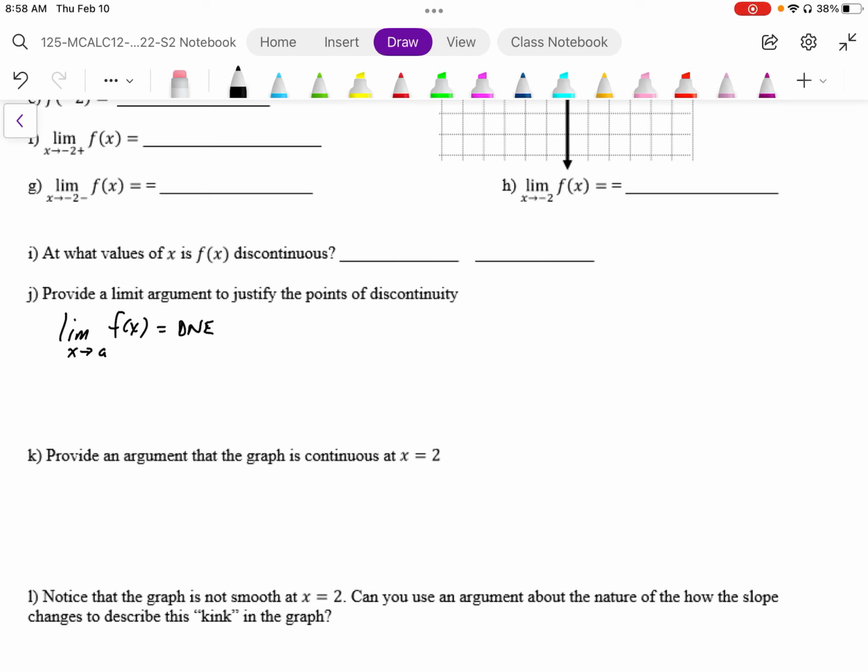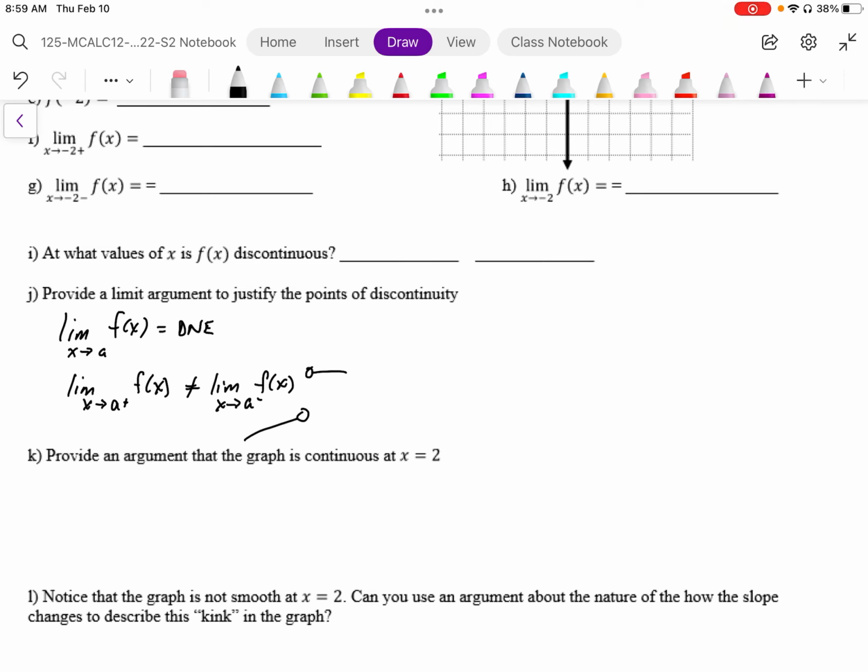So for example, if the limit doesn't exist, and we can say that the limit as x goes to a from the positive side is not equal to the limit as x goes to a from the negative side, that means that we have a jump discontinuity. Okay, so it looks like that.